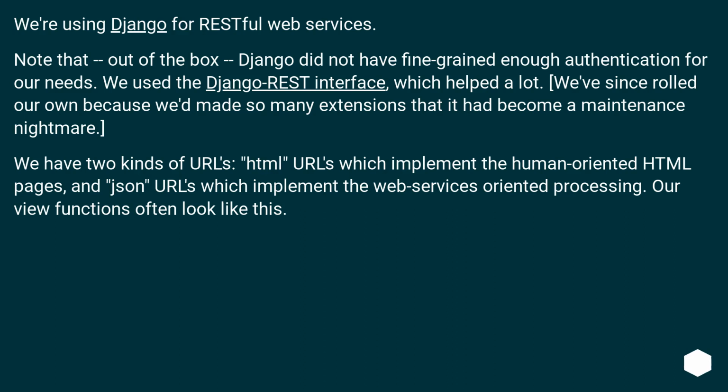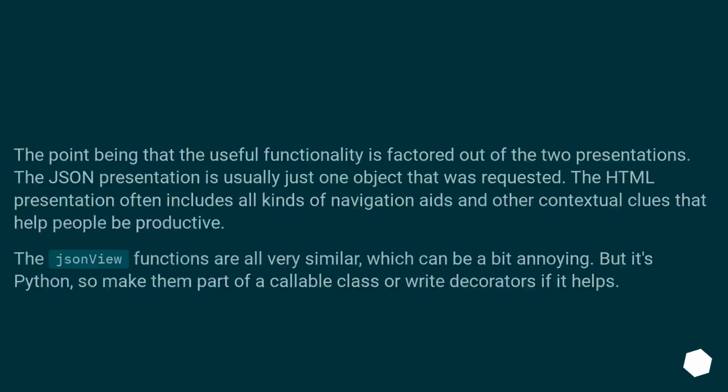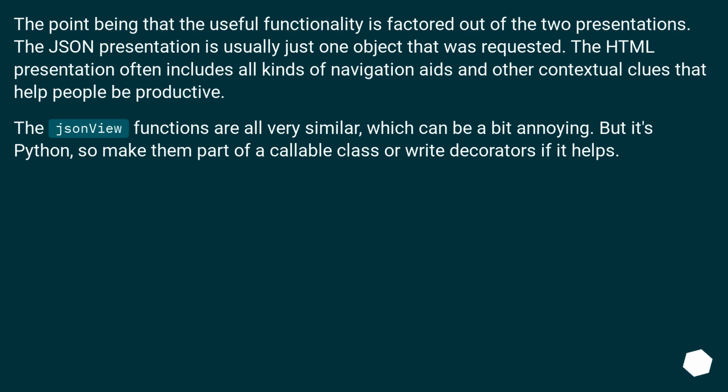We have two kinds of URLs, HTML URLs which implement the human-oriented HTML pages, and JSON URLs which implement the web services-oriented processing. Our view functions often look like this. The point being that the useful functionality is factored out of the two presentations.